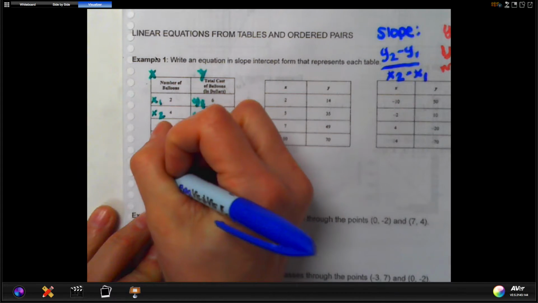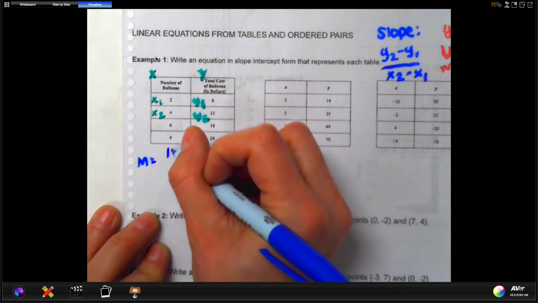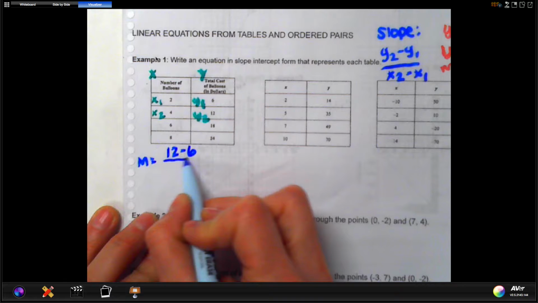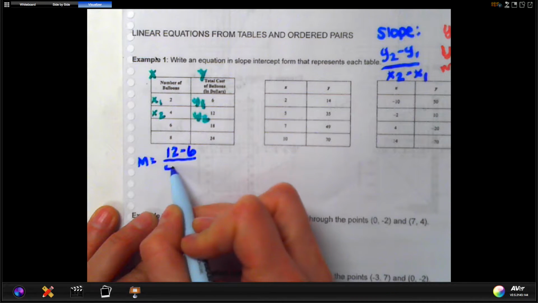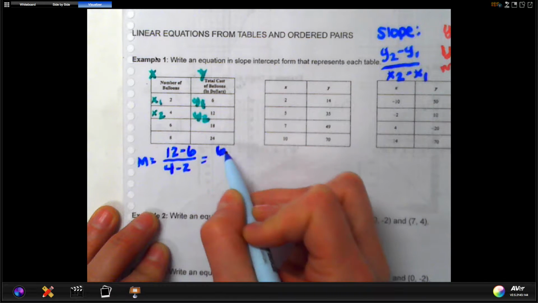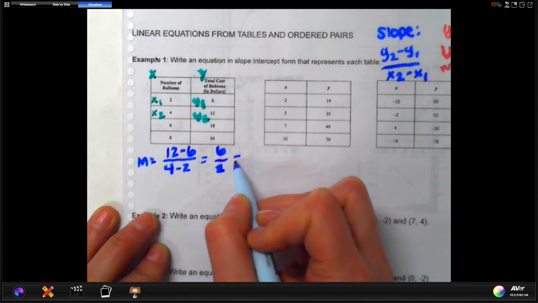All right, so slope is going to be this. We're going to do 12 minus 6 on the top for y2 minus y1. And then the bottom would be 4 minus 2 for x2 minus x1. So that gives us 6 over 2, which simplifies, 6 divided by 2 is simply 3.